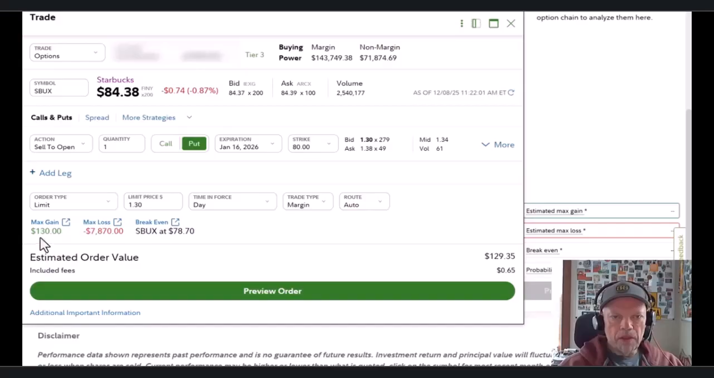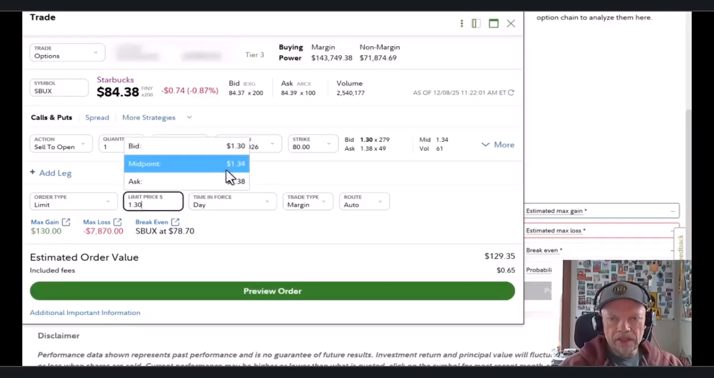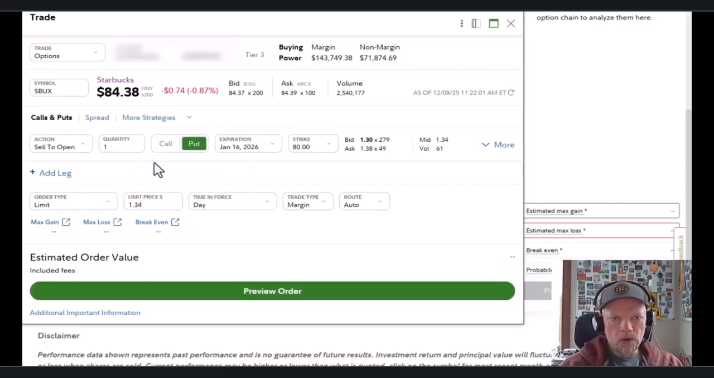And you look at the maximum gain when I put that in there, $130. That's because the bid and the ask, there's an 8-cent gap here. So if I go midpoint, because it's 100 shares, that'd change that gain to $134. So that's how much maximum I'll gain. And the maximum loss is if Starbucks goes to 0, and I don't expect it to go to 0.